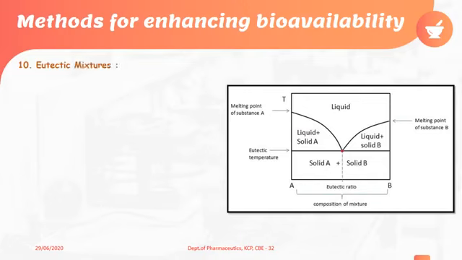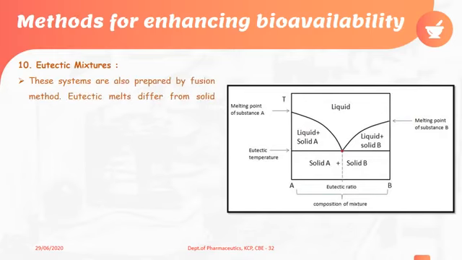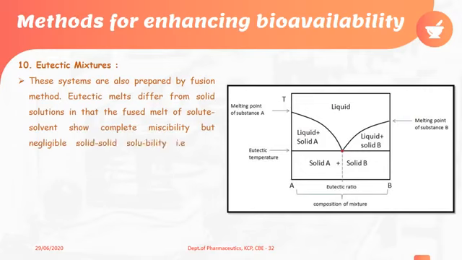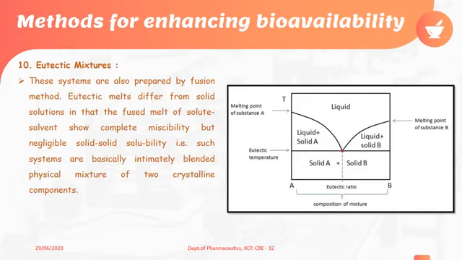The next approach is the eutectic mixture. These systems are prepared by the fusion method. These eutectic melts differ from solid solutions in that the fused melt of solute and solvent shows complete miscibility but negligible solid-solid solubility. That is, such systems are basically intimately blended physical mixtures of two crystalline compounds, as shown in the diagram.